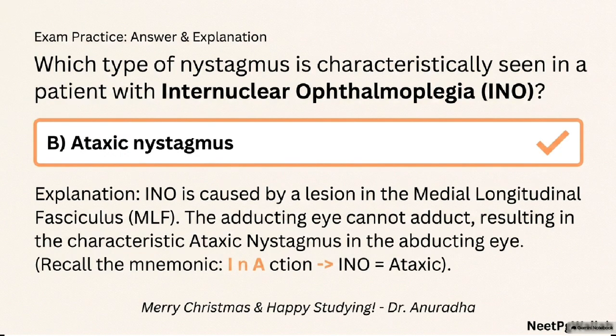Okay, let's see how you did. If you chose B, ataxic nystagmus, excellent job. As we just covered, INO is caused by a lesion in the MLF, the medial longitudinal fasciculus. Because of this lesion, the adducting eye cannot turn inward, which forces a characteristic ataxic nystagmus in the opposite abducting eye. And of course, if you remembered our mnemonic, inaction, that proves right away that INO equals ataxic.